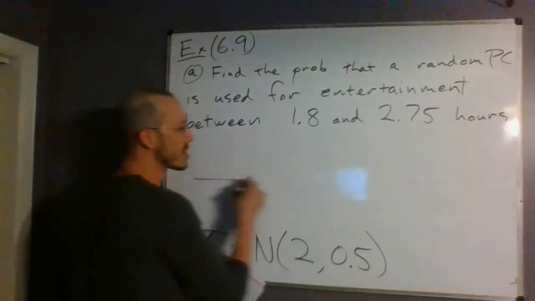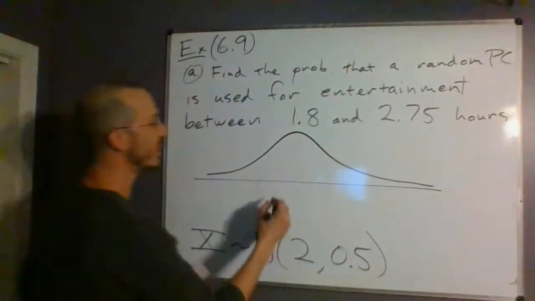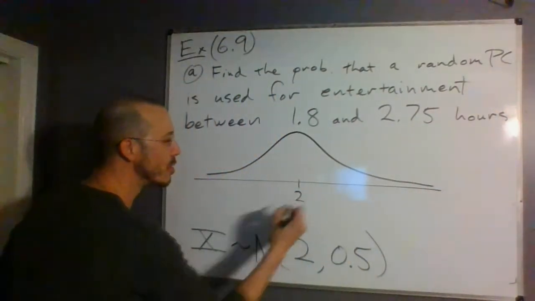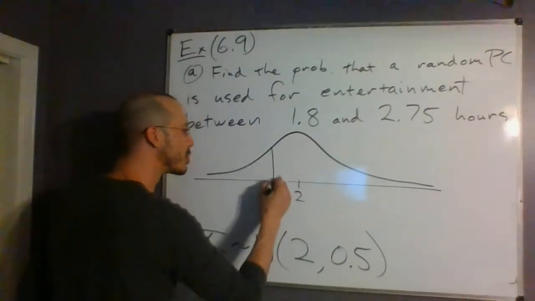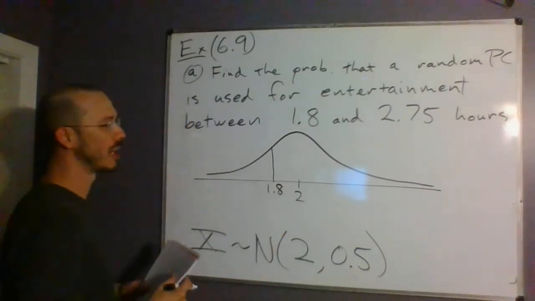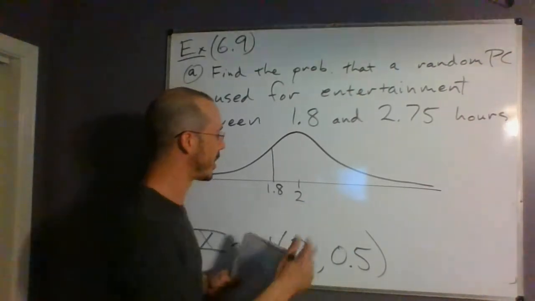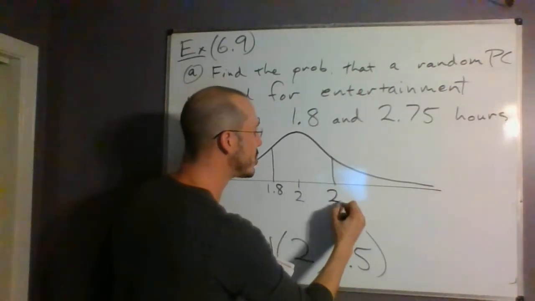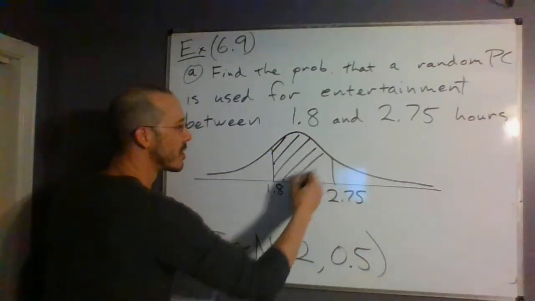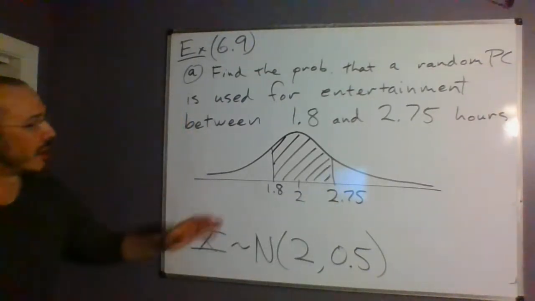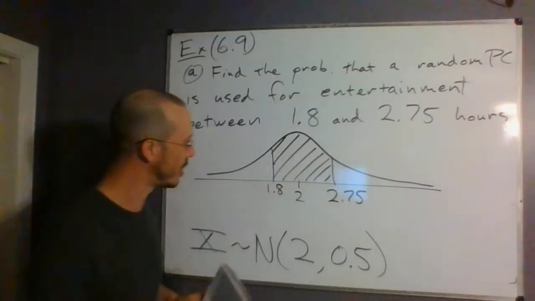I'm going to sketch this as a normal curve with the mean in the middle. I know that's a 2, that was given. But 1.8 is a little bit to the left. And you don't have to get it exactly right; if it's too close, it's hard to read the individual numbers, but I think this will be okay. And then 2.75 is greater than 2, so it's to the right a little bit. And this is the region for which I'm going to calculate the area. That is the probability.